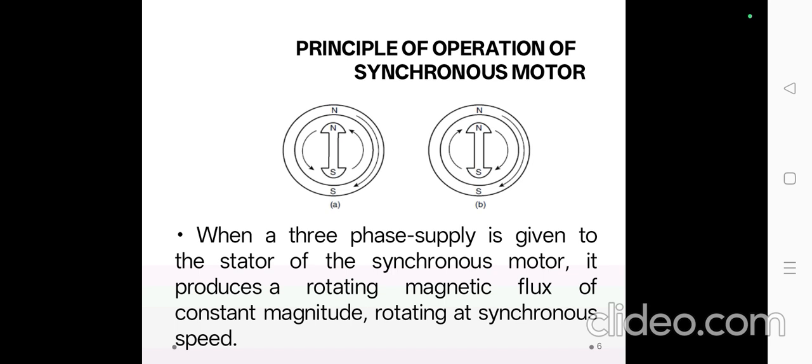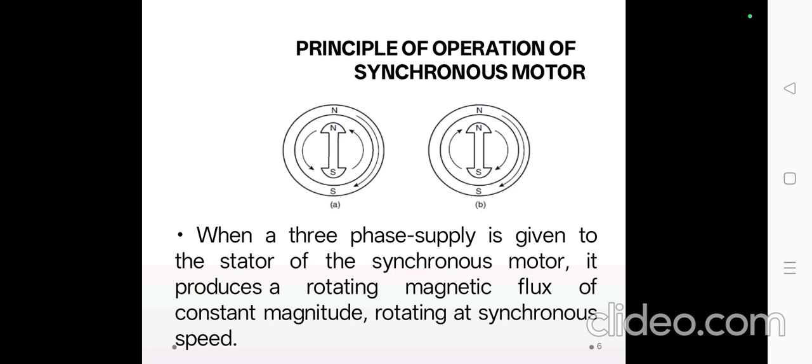So to have a magnetic locking condition, there must exist two unlike poles, and the magnetic axes of the two must be brought very close to each other. Let us see the application of this principle in the case of a synchronous motor. Consider a three-phase synchronous motor whose stator is wound for two poles.